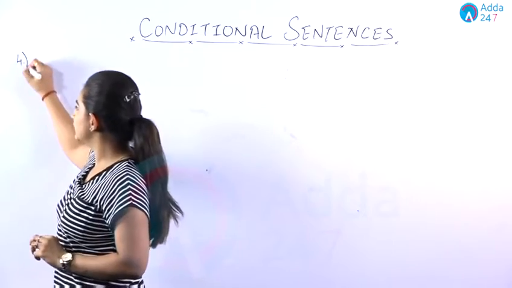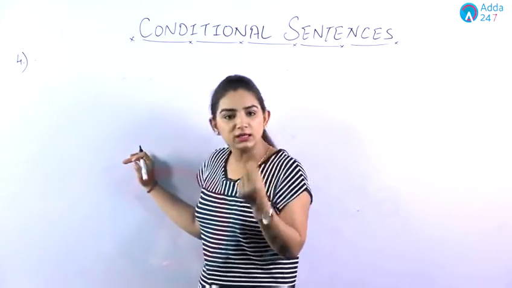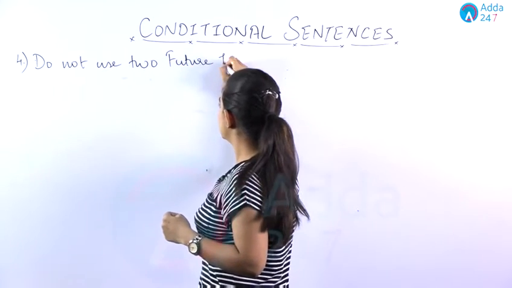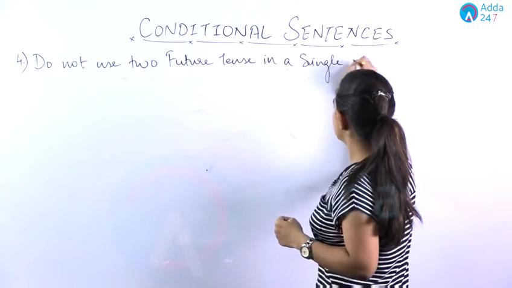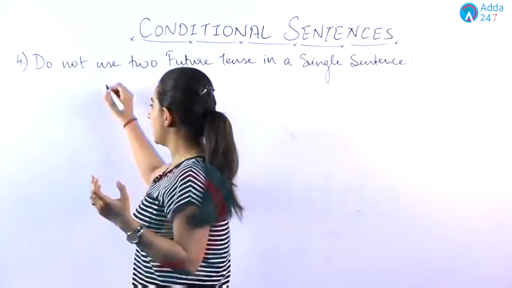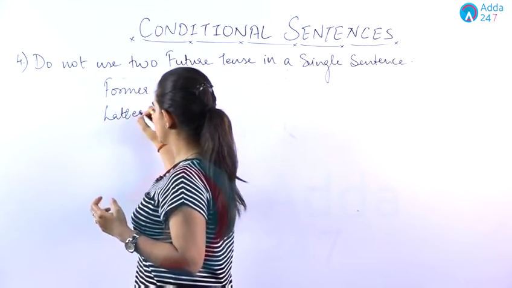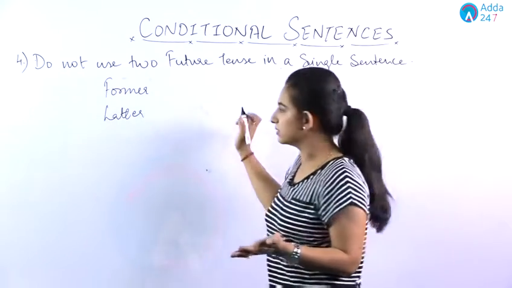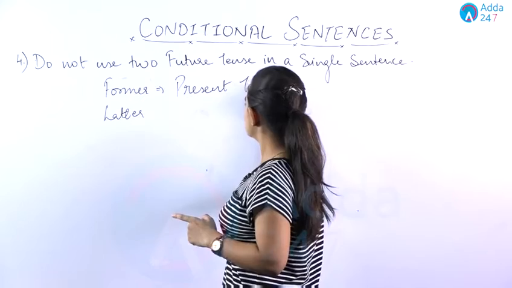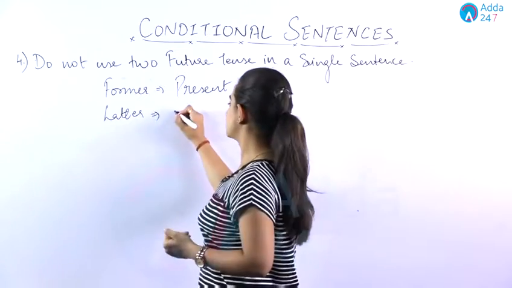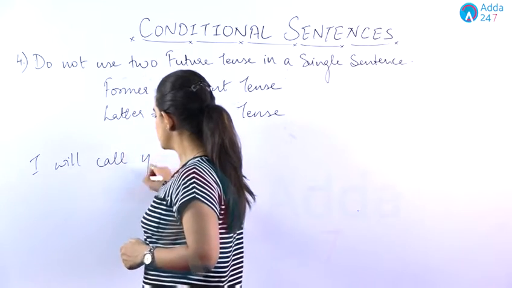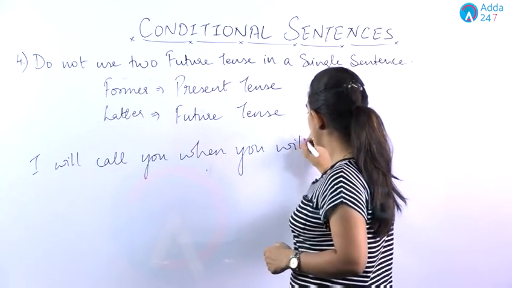Now we have come to the fourth condition and it says we cannot use two future tenses in a single sentence. Do not use two future tenses in a single sentence. So if I say you are not supposed to use two future tenses in a single sentence, then what do we do? We again have two options, former and latter. You know the meaning of former and latter? First action is former and the second action is latter. When I say former action, it means the action that completed first. That will be in present tense, and the action that will complete after that will be in future tense. For example, if I say I will call you when you will reach there.